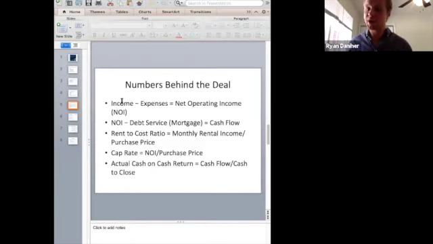And then your cap rate is equal to your net operating income divided by purchase price, and your actual cash on cash return is equal to your cash flow divided by the cost to close, the amount of cash that you put into the deal, closing costs and down payment.